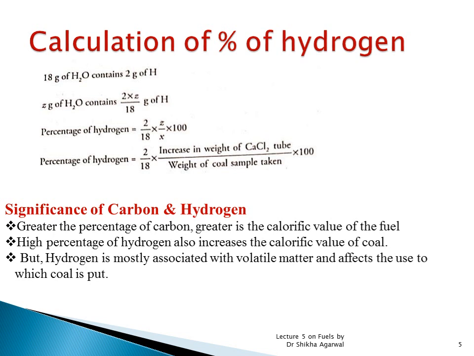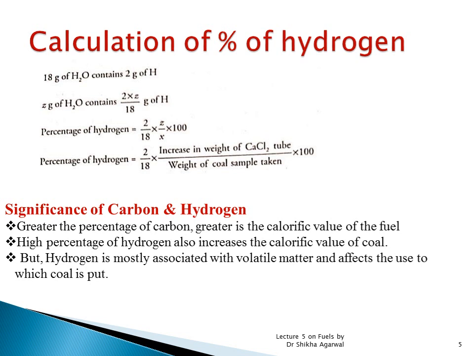Now why do we need to know how much carbon and how much hydrogen is there? What is the significance? As we discussed in proximate analysis, greater the percentage of hydrogen, greater will be the calorific value of the fuel. Second, just recall, when we studied Dulong-Petit's formula, the calorific value of hydrogen was 34,500 maximum. So a high percentage of hydrogen also increases the calorific value of coal, but hydrogen is not present free in the fuel. It is generally found associated with volatile matter and also with water.